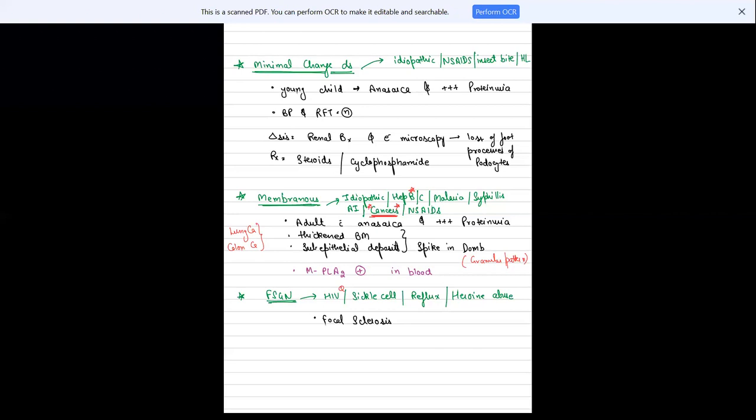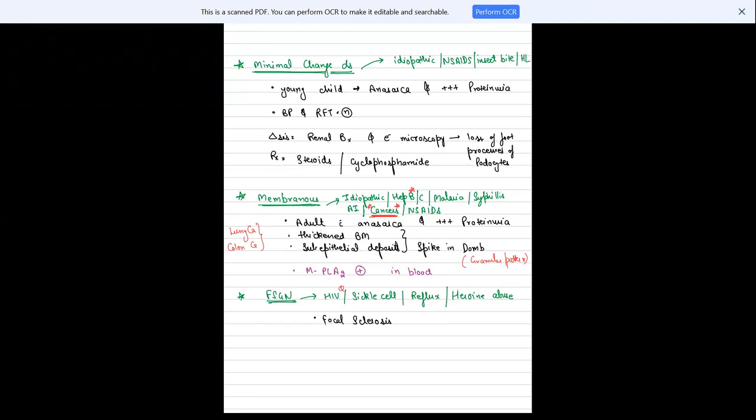The next is focal segmental glomerulosclerosis or nephritis, you can say both. As the name suggests, focal segmental, there are small foci in the kidney where there is damage to the nephrons and so on. So the most important example is HIV. In HIV, you will see focal segmental glomerulosclerosis. So focal sclerosis can be seen in HIV.